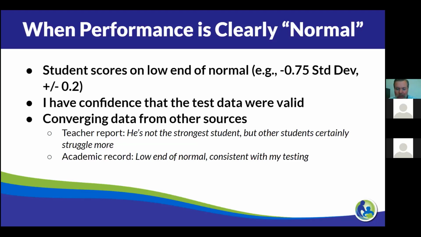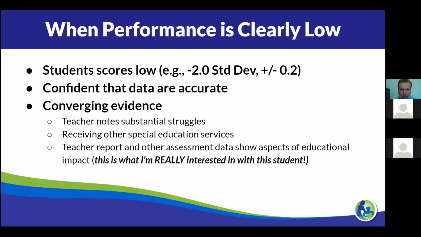So, maybe the teacher says, hey, he's not the strongest student, but certainly there are students who struggle more. Maybe I'm looking at the academic record and I'm seeing a similar type of performance, where a student's at the low end of normal, but that's consistent with my testing. Also, we may see when performance is clearly low.